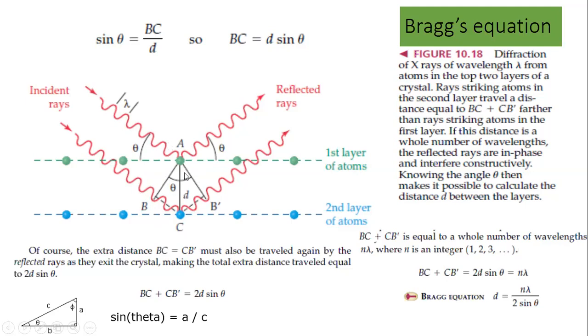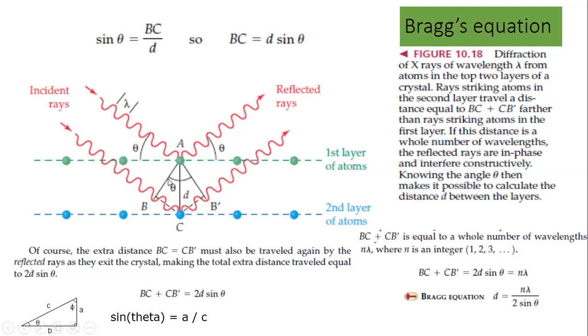I'm going to solve the first triangle, and this is theta. Theta is the incident angle, because this is the incident ray falling on the first layer of atoms, and the angle between the ray and the first layer of atoms is the angle of incidence. And this you can say is the theta of the diffracted rays.